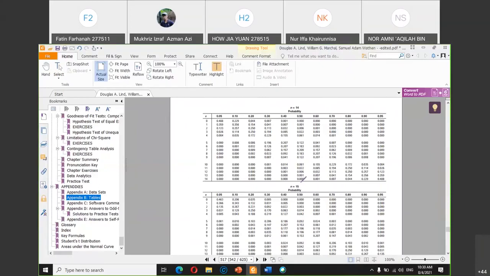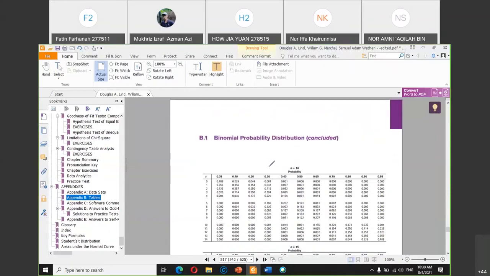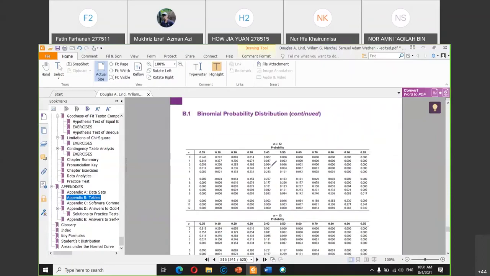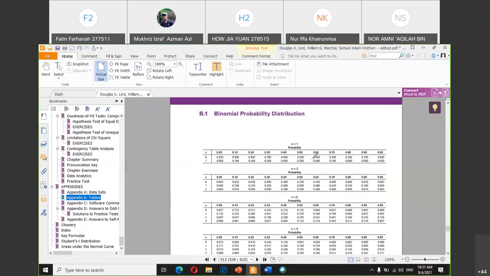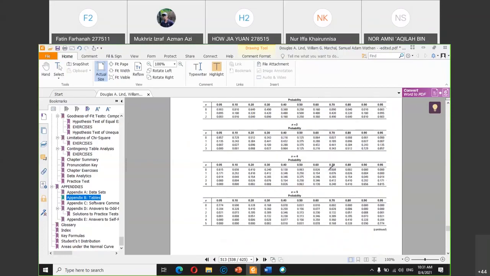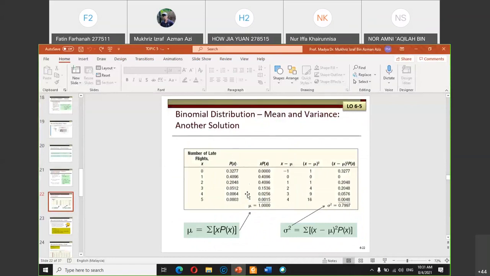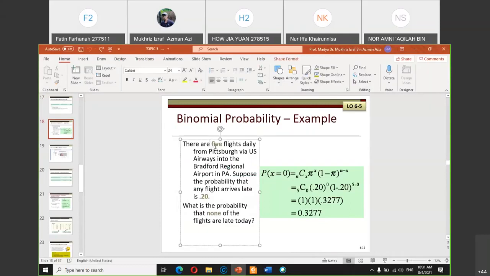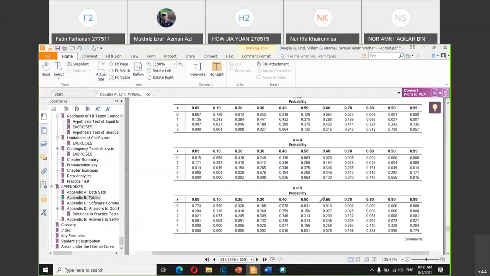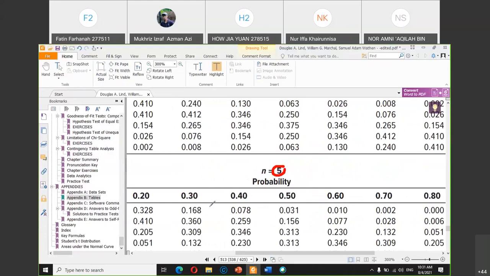If you do not want to use the calculator, your manual calculator or your online calculator, this is one of the ways to obtain the answer. But the limitation of this table is that you can only get the answer if the number of trials is between 1 and 15. So if you recall the example just now, the flight arriving late, n equals 5 and pi is 0.2. So you can refer to the table where n is equal to 5 and pi is 0.2.